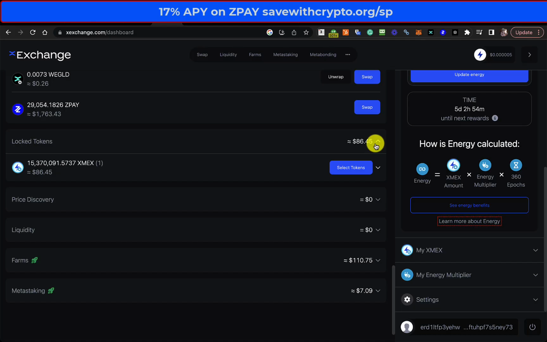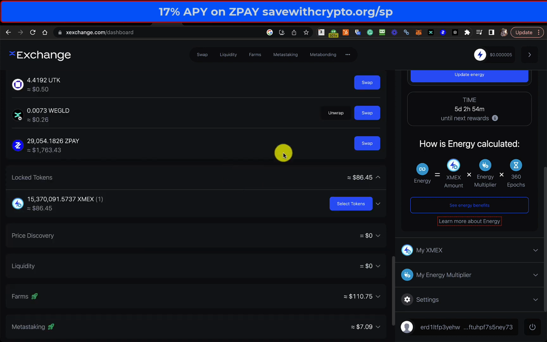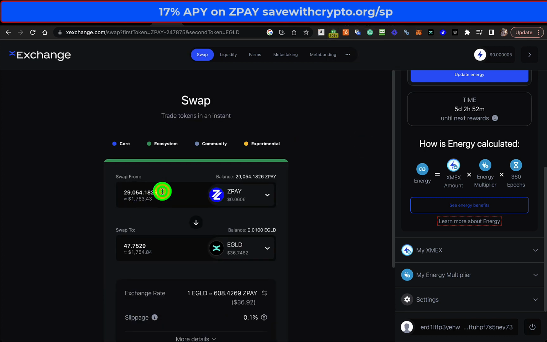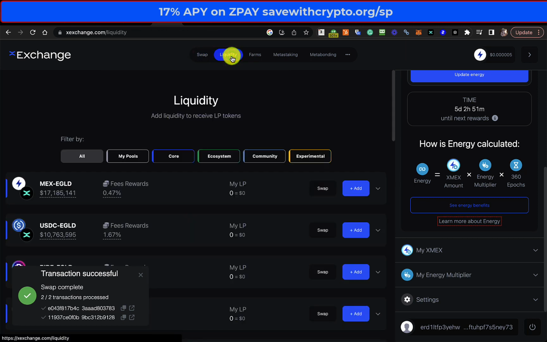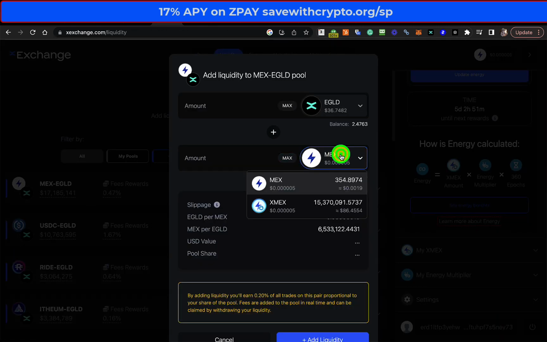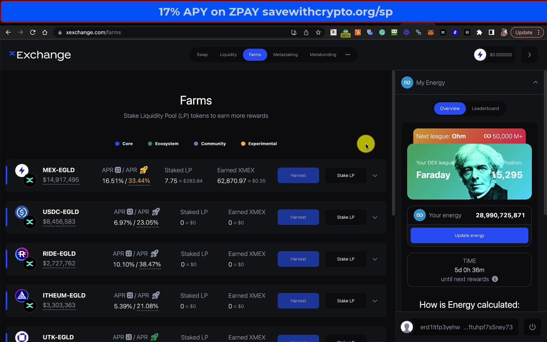So I think what would make sense for now is if I use this XMEX here, it's $86 worth, and then convert $86 worth of ZoidPay into eGold, so I could make some more liquidity. So I'll do that right now. So let's just have a look. So the ZoidPay here. Okay, so I think about 1,500 ZoidPay should do that. Yeah, $91, that'll do. Okay, let's swap that. Okay, that's done. So liquidity, MEX and eGold. So we're actually going to use XMEX because you can. And add liquidity. Okay, so that increased the liquidity, that's fine.